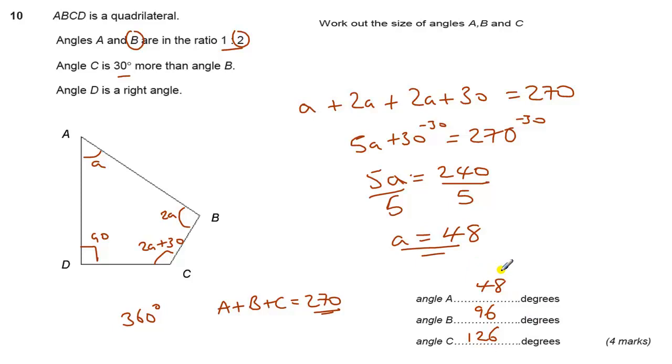We should really check this if we had a calculator handy, which we should do on this exam. We should check this adds up to 270, and then plus 90 is 360. All equations can be checked by putting the numbers back in to see if they work, and you should do that on an exam. There you go, 4 marks.